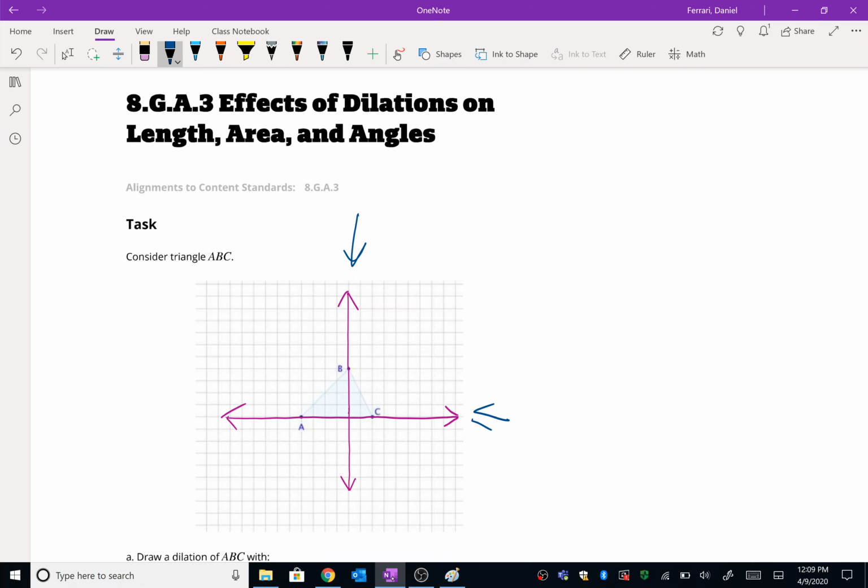Now, the reason why we want to do that is because I want to actually get coordinates for these points. That's going to make my life a lot easier if I know the coordinates of these points. So what I would recommend, draw your x-axis through line AC, and then draw your y-axis through point B, just because that'll make our life a lot easier. And you're going to do that for all of these.